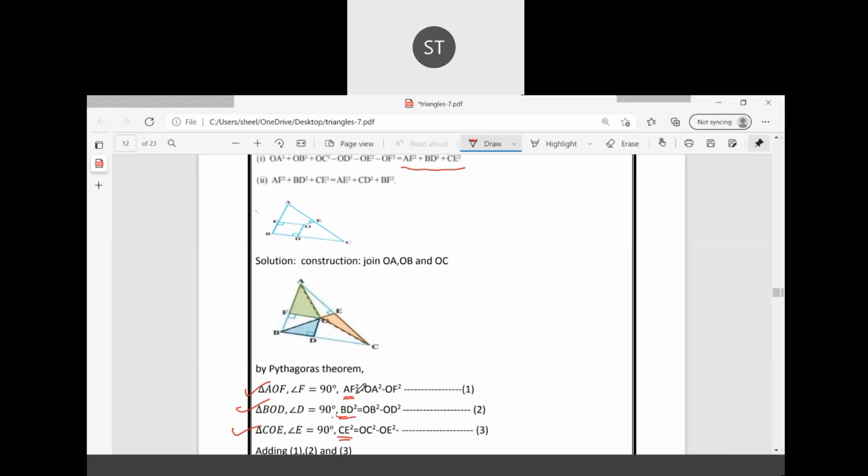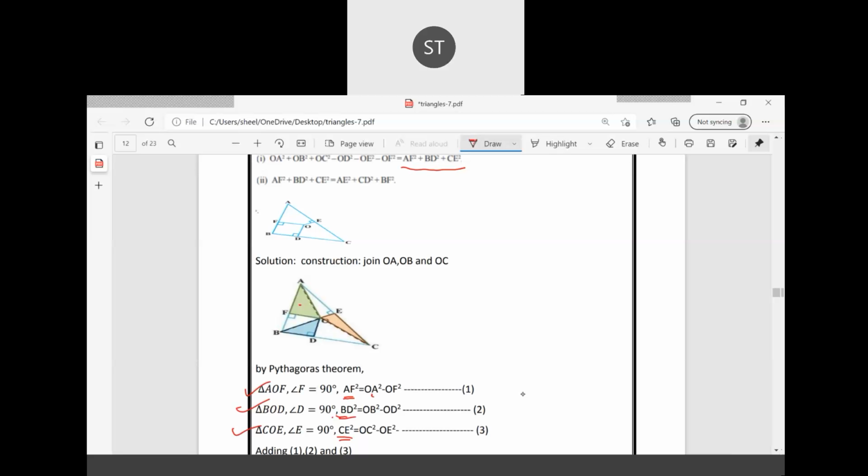So what we can write here: AF square equals OA square minus OF square only. You can easily understand the shaded triangle AOF you have taken, right, in which angle F is 90 degrees. So which is the opposite side? OA. So OA is the hypotenuse, so OA square minus OF square we got as AF square.